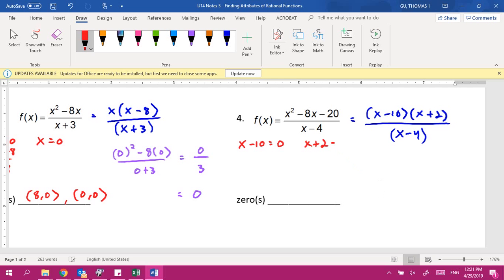Whoa, look at that. So what are my actual zeros going to be? 10, 0, and negative 2, 0. Right, 10, 0, and negative 2, 0. Very good.